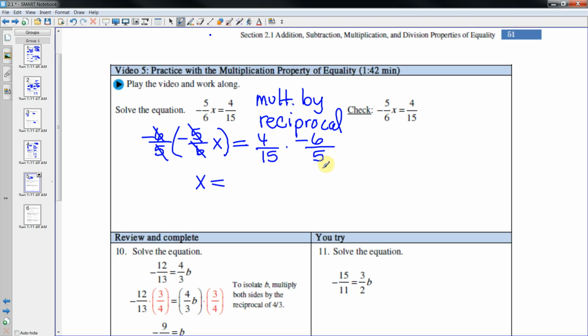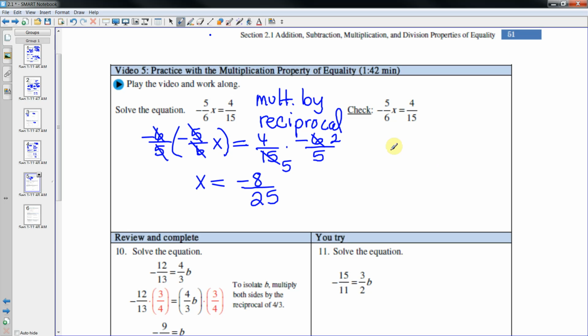Can't do any cross canceling with 4 and 5, but 6 and 15, 3 goes into both of those. 3 goes into 15 5 times, 3 goes into 6 2 times. So that makes my problem a little bit easier. 4 times negative 2 would give me negative 8. 5 times 5 would give me negative 25.